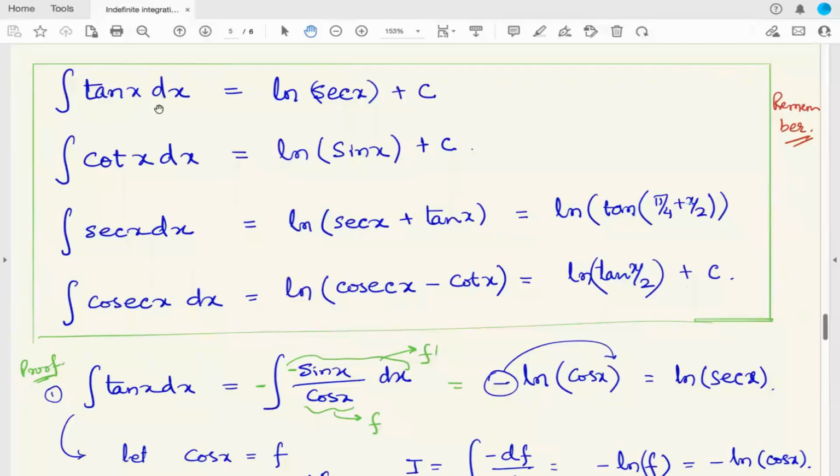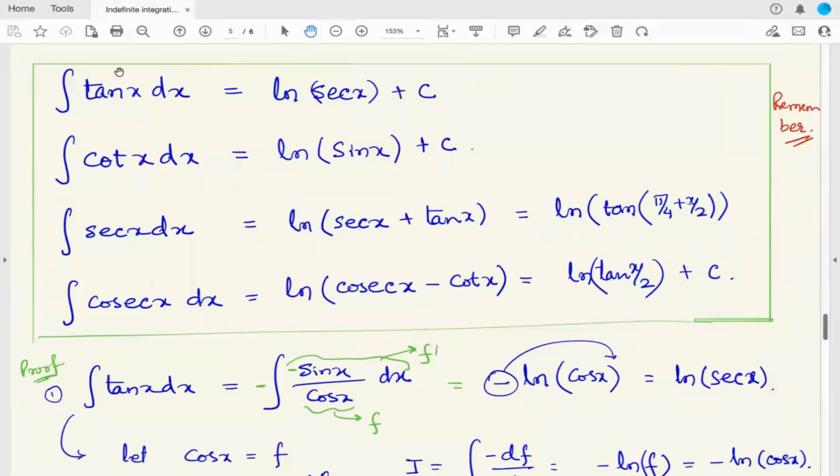Since we know that if we differentiate the integral, we get the integrand, so there is some function. So how to approach this? The integration of tan x will be ln sec x, cot x integration will be ln sin x, sec x integration will be ln sec x plus tan x or ln tan of pi by 4 plus x by 2. We will further look into its proof too. Cosec x integration will be ln cosec x minus cot x, which is basically the same. These and these are the same. So now how to prove this?